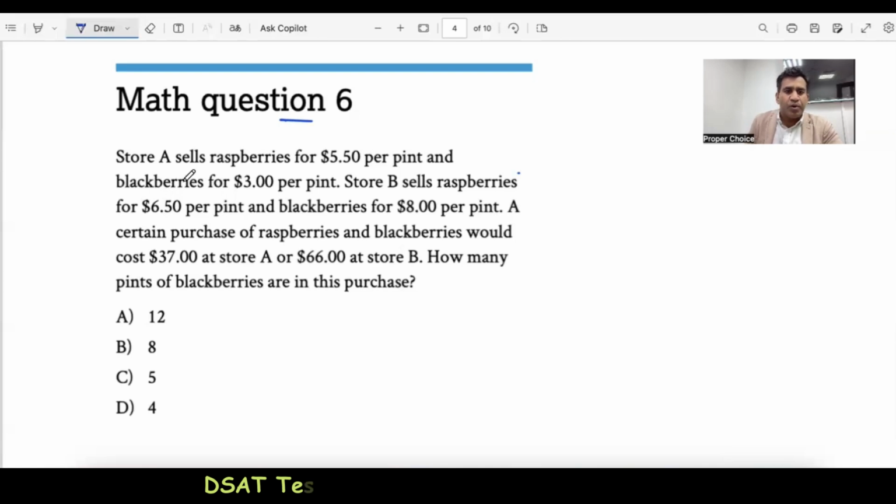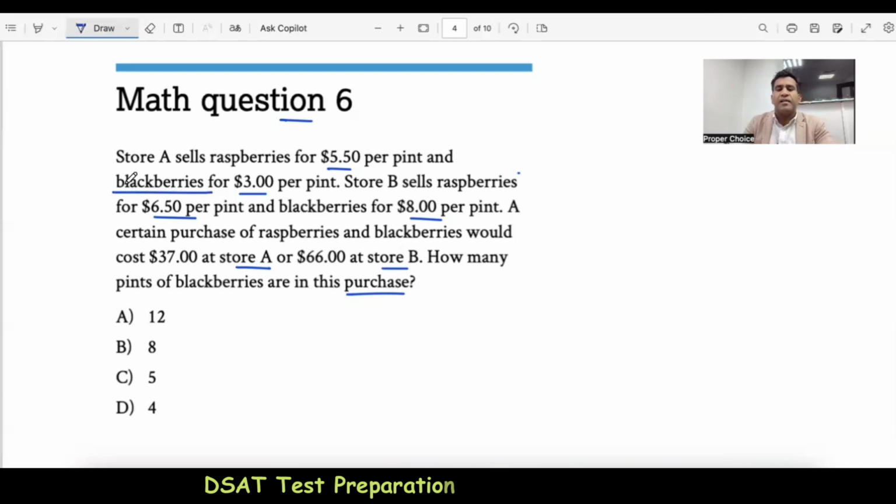It says store A sells raspberries for $5.5 per pint and blackberries for $3 per pint. Store B sells raspberries for $6.5 per pint and blackberries for $8 per pint. A certain purchase of raspberries and blackberries would cost $37 at store A or $66 at store B. Now the question says, how many pints of blackberries are in this purchase? So we are asked to find out how many pints of blackberries are there in this purchase.